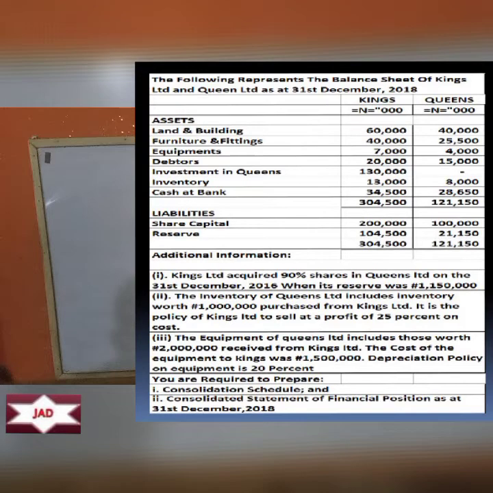Three. The equipment of Queens Limited includes those worth 2 million naira received from Kings Limited. The cost of the equipment to Kings was 1.5 million. The general policy on equipment is 20%. You see? Now they say you're going to prepare the consolidated schedule and consolidated statement of financial position as at 2018. So here we have a test of everything that we've been doing so far. Okay?